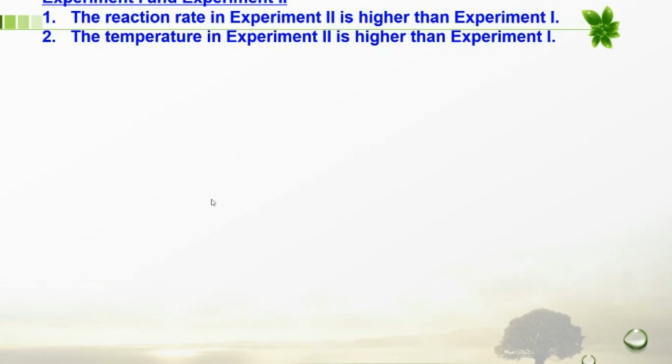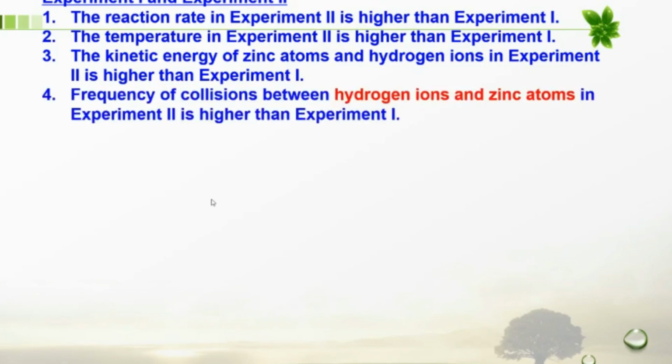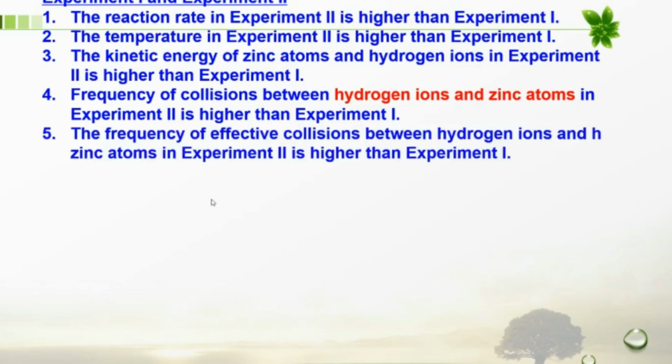Temperature higher, meaning that the kinetic energy of the zinc atoms and hydrogen ions in experiment 2 is higher than experiment 1. So the frequency of collisions between the hydrogen ions and zinc atoms in experiment 2 is higher than experiment 1. So the frequency of effective collisions between the hydrogen ions and zinc atoms in experiment 2 is higher than experiment 1. So this one is the factor of temperature, which we have learned just now.